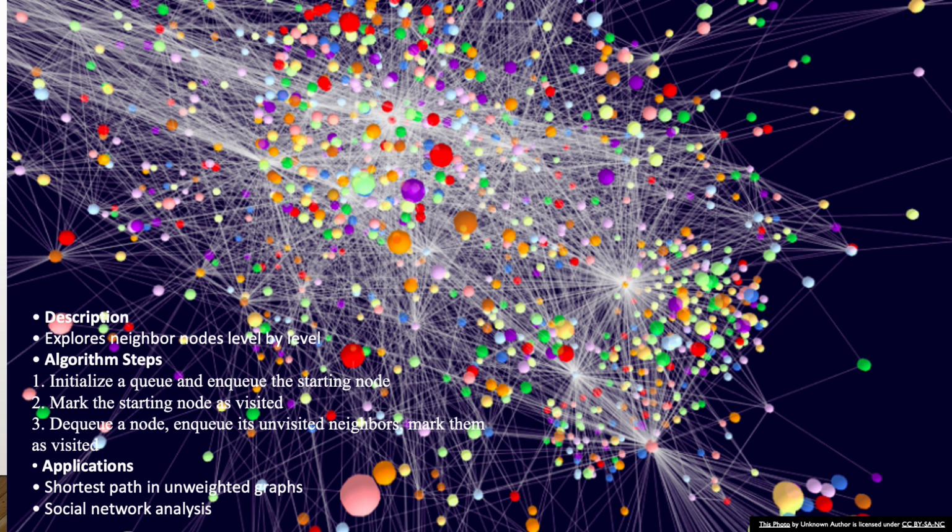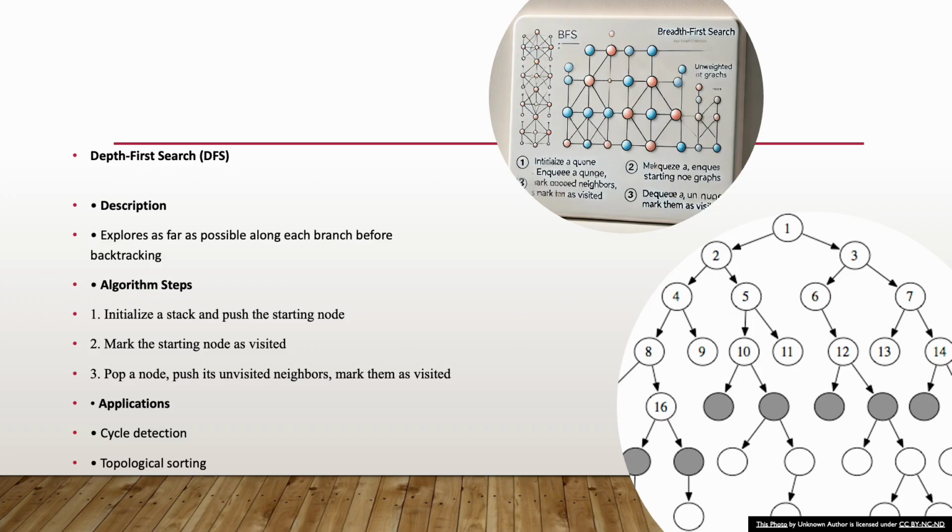Breadth-first search, or BFS, is a traversal algorithm that explores all neighbor nodes at the current depth level before moving on to the next level. It is particularly useful for finding the shortest path in unweighted graphs. The algorithm involves initializing a queue, marking the starting node as visited, and then dequeuing nodes to explore their unvisited neighbors. Breadth-first search is widely used in social network analysis and level order traversal of trees.